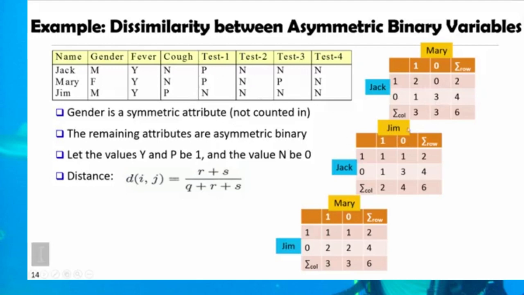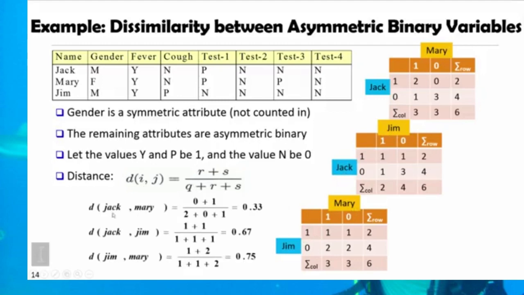Similarly, we can work out a contingency table for Jack and Jim, and Jim and Mary. In this case, we can calculate their difference. We can easily see Jack and Mary are the most similar, and Jim and Mary are the most different. We may conclude that Jack and Mary may have a similar disease in this case.